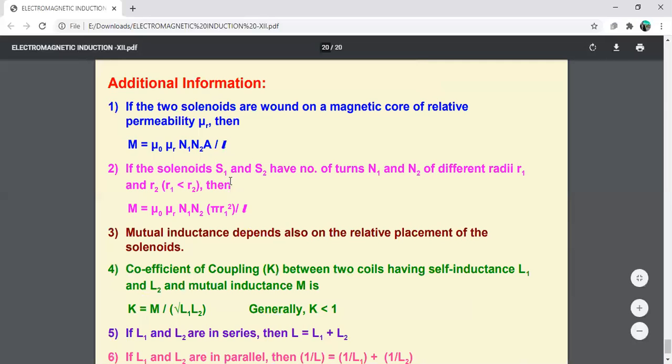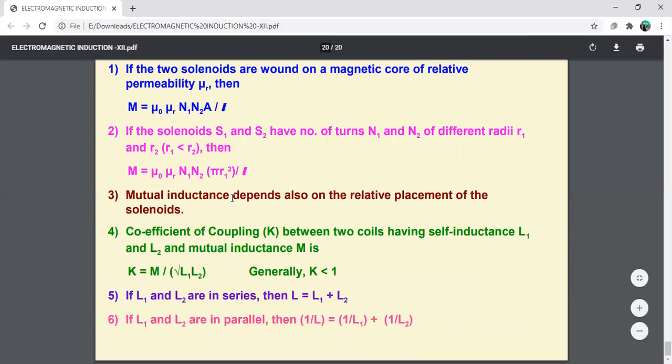And if the solenoids S1 and S2 have number of turns N1 and N2 with different radii R1 and R2, then the coefficient of mutual induction becomes mu R into N1 N2 divided by pi R1 square divided by L. So mutual inductance also depends on the relative placement of the solenoids. These are the factors that mutual induction depends on.